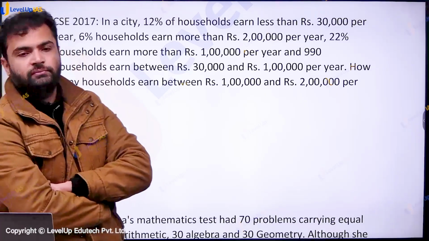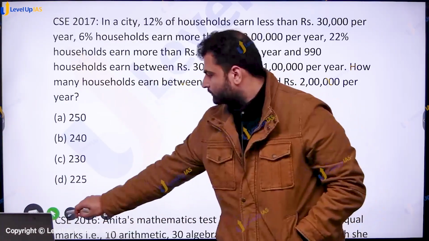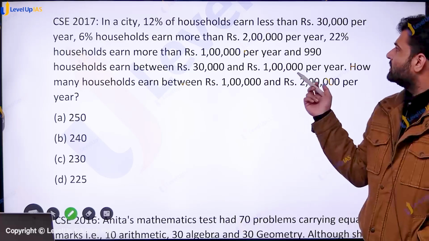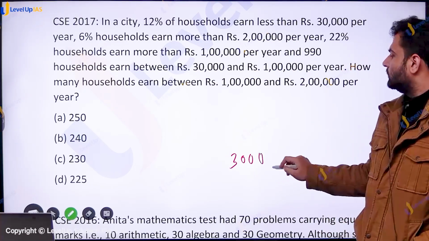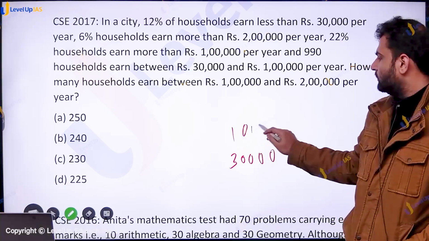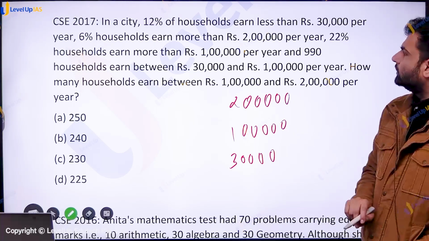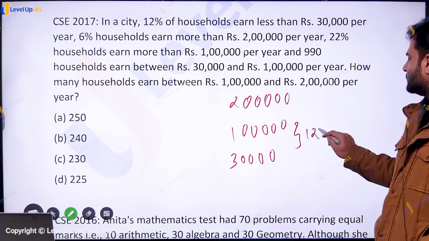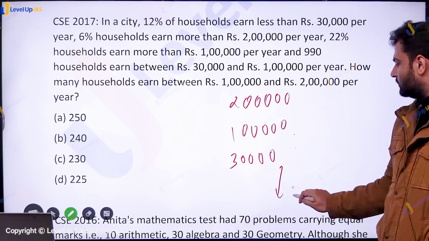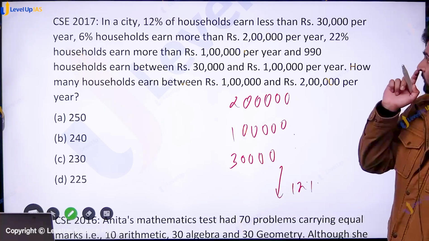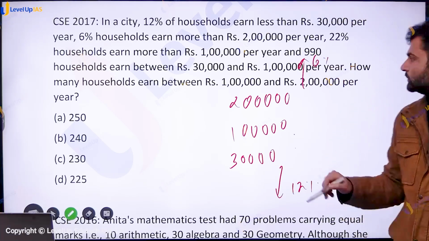कुछ हो रहा है या हिंट चाहिए? 12% households earn less than 30,000. लिमिट्स क्या क्या दी है? First is 30,000, then there is 1 lakh, then there is 2 lakh. ठीक है, these people, less than 30,000 वाले ना, are 12%. Then 6% households earn more than 2 lakh. So these are 6%. ठीक है.